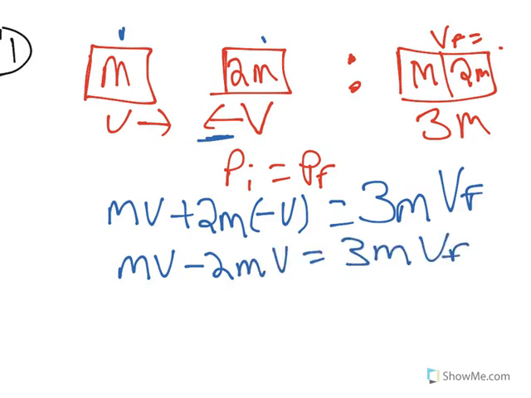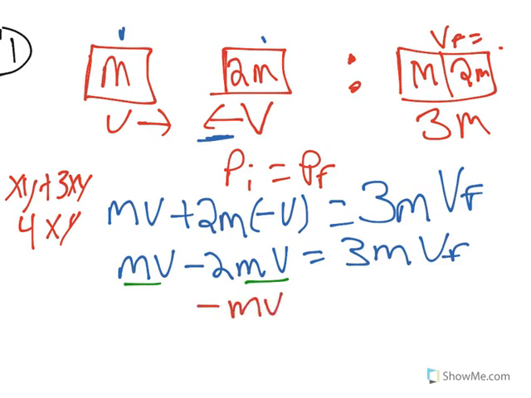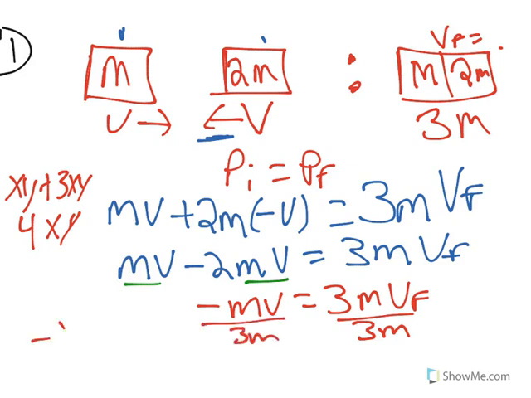Now you should notice that these are like terms, so we can add them, just like we could add xy plus 3xy. We could add that up and get 4xy. That's what we're doing here. We're going to add these two together, and we'll get negative mv equals 3mvf. Now, we're going to divide through by 3m to get vf by itself, and that gives us negative 1/3 v equals vf. So that means the ratio of our final velocity to our initial velocity is 1/3.